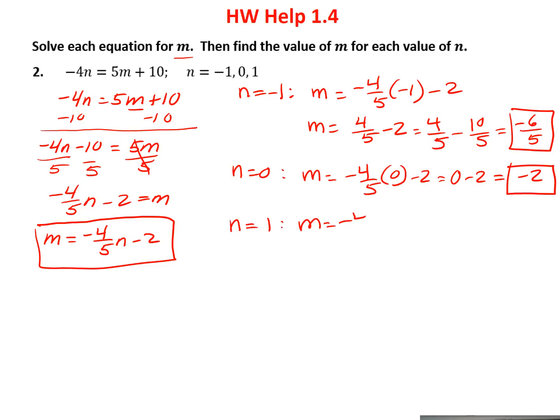And then the last one, when n equals 1, m equals, use our formula again, minus 4/5 times 1 this time, minus 2. And you notice this time here, I get m equals simply minus 4/5 minus 2. And then remember 2, if I write it as fifths, is simply 10/5. So we get minus 4 minus 10, so we end up with minus 14/5. So when n is 1, m equals minus 14/5.